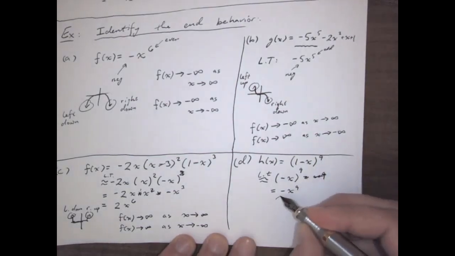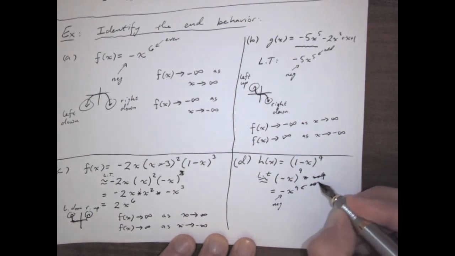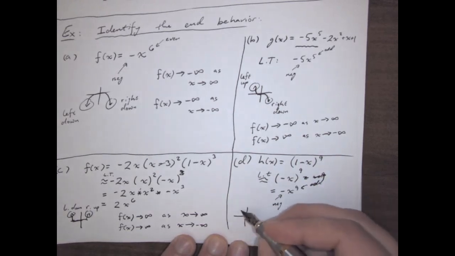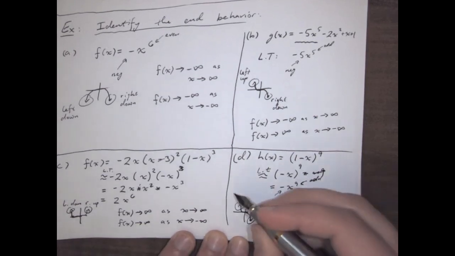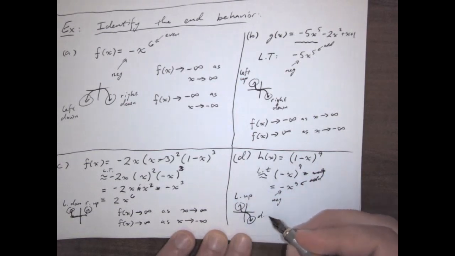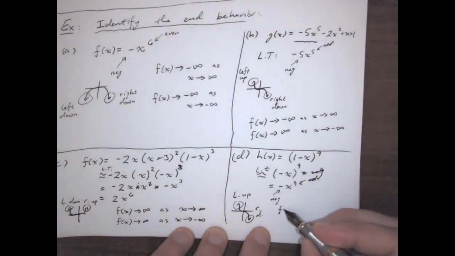So because it's negative and odd, that tells us that it's going to be an upside down version of a cubic. So it's going to be up on the left, down on the right. So left, up, right, down.